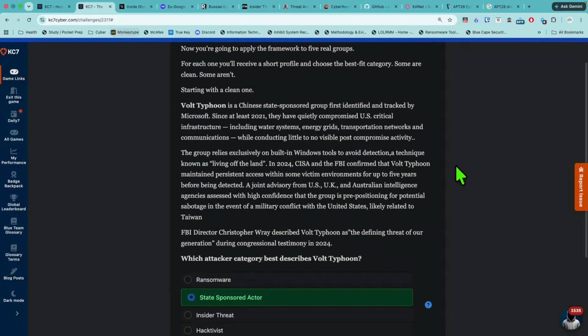Now you're going to apply the framework to 5 real groups. For each one, you'll receive a short profile and choose the best fit category. Some are clean, some aren't. So starting with a clean one, Volt Typhoon.